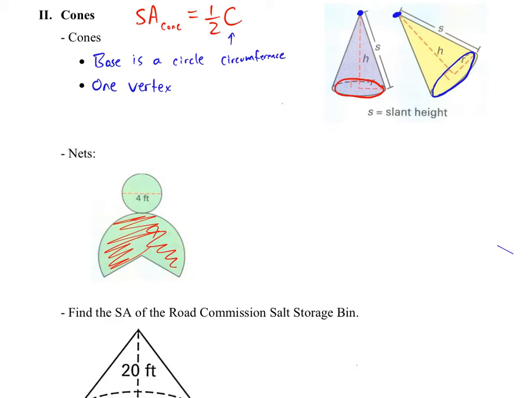So 1/2 capital C and then a lowercase s, and the lowercase s is the slant height. So kind of the height along the side, the slant height. So that part right there, the 1/2 CS, gives us the area of all the sides, all this part down here. Now, all we have to do is add in the area of the circle.